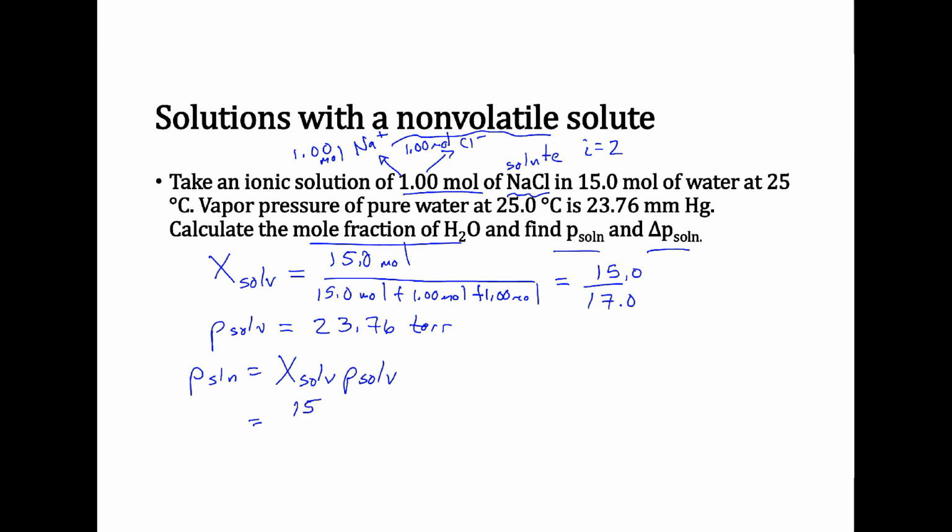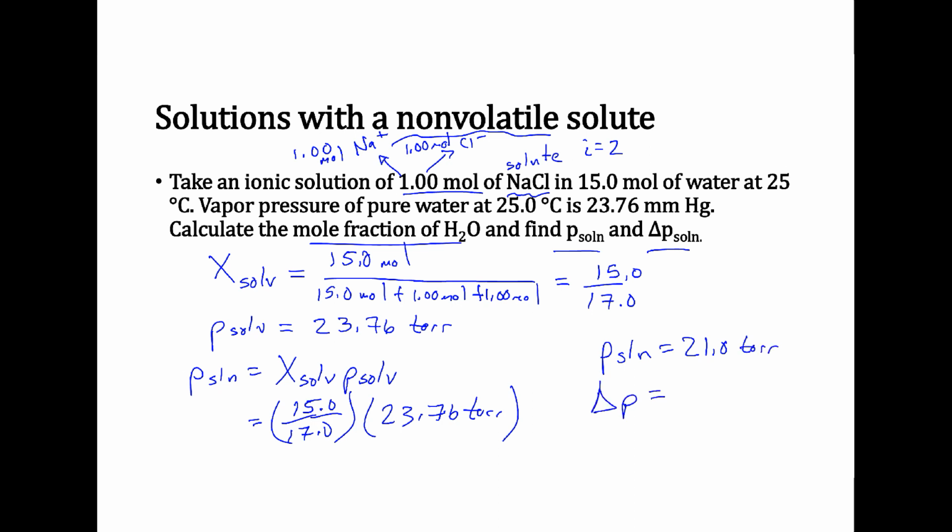So plugging in, we have 15/17. So we better keep in mind sig figs. 'Tis the season to get siggy. Times the vapor pressure of water. And then what we'll find is the pressure of the solution is equal to 21.0 torr, which means that delta P here, pressure of the solution minus the pressure of the solvent, is equal to negative 2.8 torr.